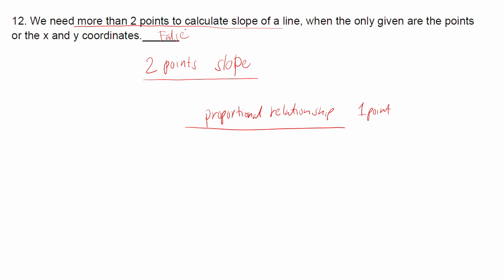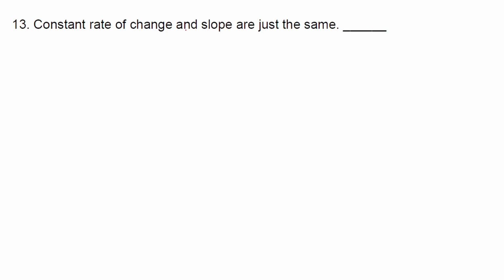Okay, we'll proceed. 13. The constant rate of change and slope are just the same. Well, again, this one is kind of trivial, right? Because you just have to be very familiar with these terms. And actually, this one is true. So it's true because the constant rate of change is really the slope. So when the rate of change is the same all throughout, that's also our slope. Okay, we'll proceed.